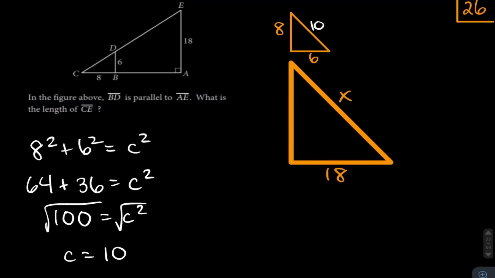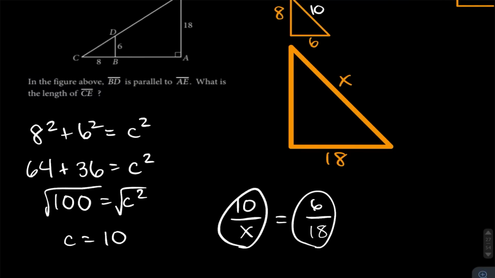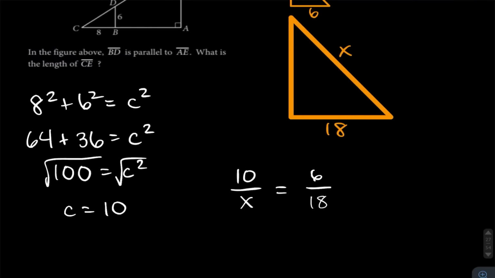So now we can set up that ratio. 10 over x is equal to, well, we could just use the sides we know, 6 and 18, so 6 over 18. You can probably tell just from looking at this what x is going to be. x is going to be 30, because this is 1 over 3, so this would have to be 1 over 3, and x would have to be 30.